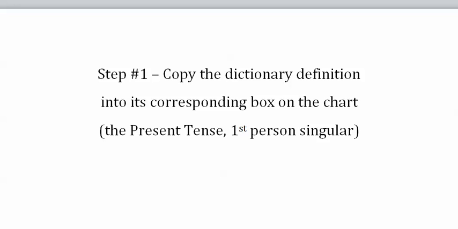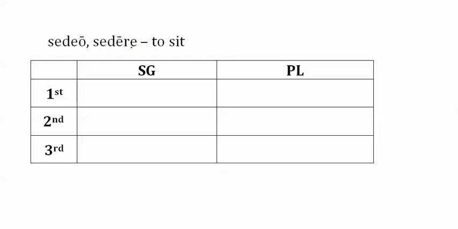The first step that we should follow is to copy the dictionary definition into its corresponding box on the chart. It's going to go in the first person singular box, so the dictionary definition is actually giving us our first form. Here's my dictionary definition, sedeo sedere. And I can just take this first word and copy it exactly as it is in the dictionary definition into my first box. Sedeo, the first person singular, means I sit or I am sitting.